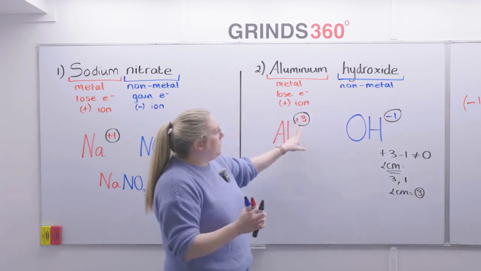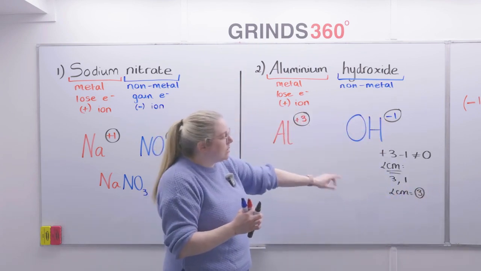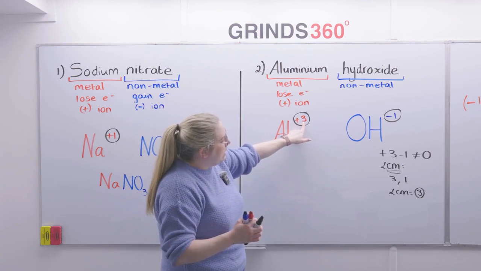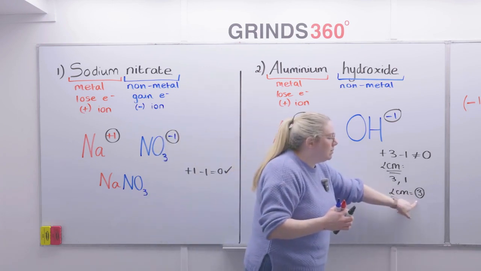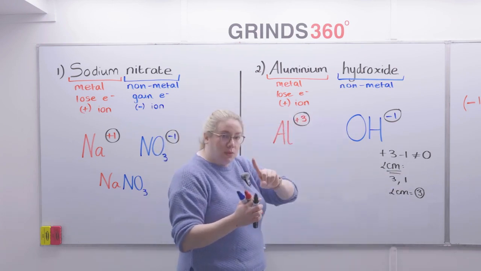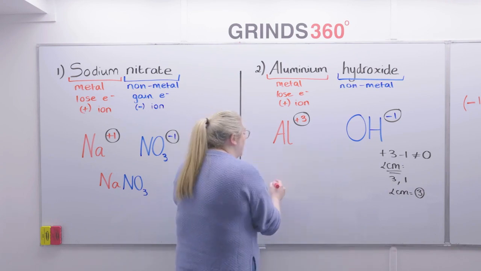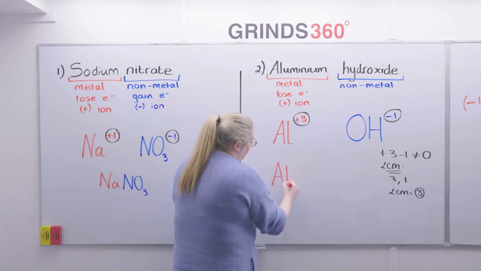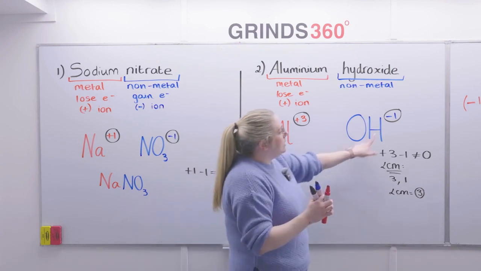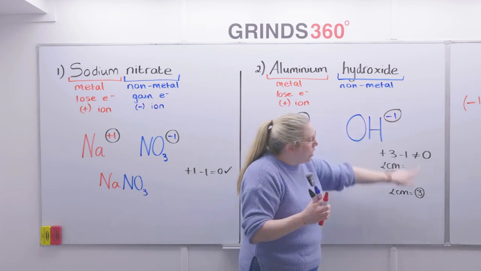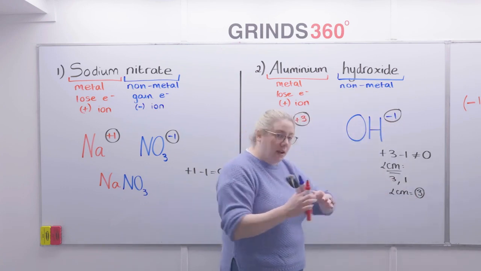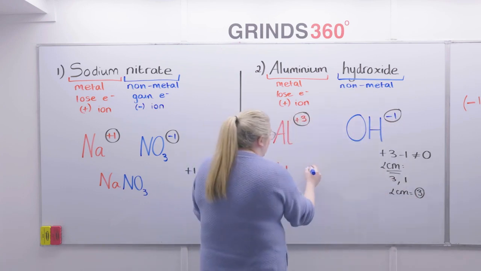Now, divide the numbers from the charge into the lowest common multiple. So you have a 3 up here, and the lowest common multiple is 3. 3 into 3 goes once. That means you need 1 aluminium in the formula. For the hydroxide, you have a 1 in the charge. 1 into 3 goes 3 times. So I need 3 hydroxides.